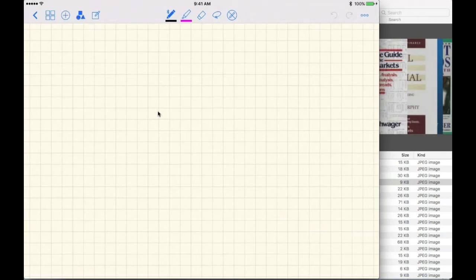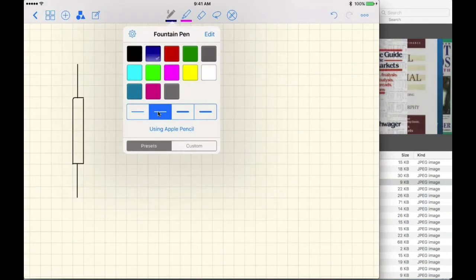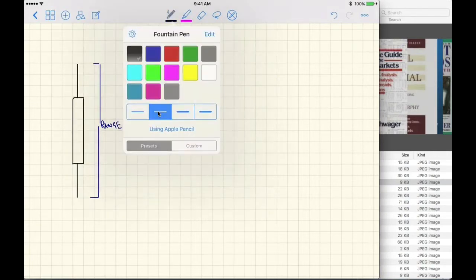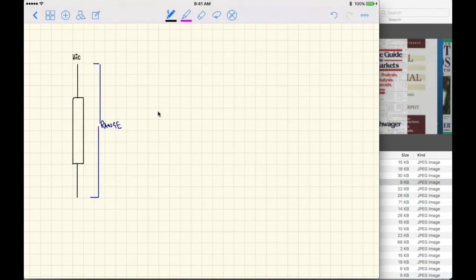Essentially, a candlestick chart looks like this, where this whole thing is the range of the candlestick. Range of the candlestick means from the highest point to the lowest point.